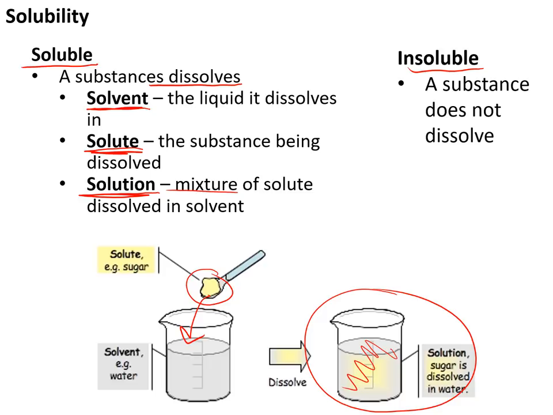So a solution is a mixture of a solute dissolved in a solvent. Now that mixture bit is important because mixtures can be separated. So what we can do with a solution is get the solute back out and end up with our solute and solvent as we started. Insoluble just means that a substance does not dissolve. Some substances are soluble in some solvents, but not in others.